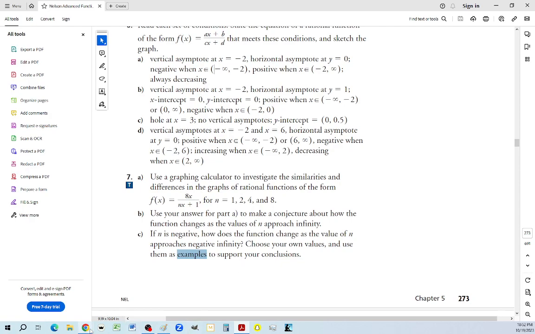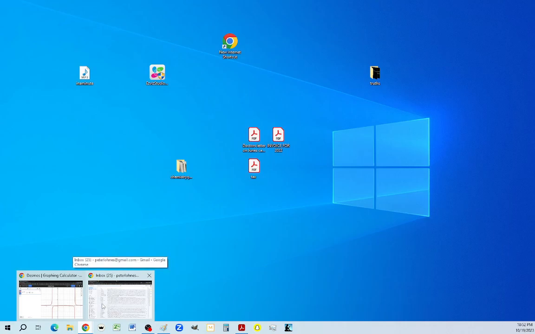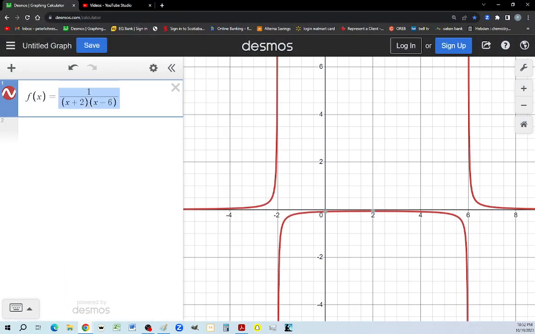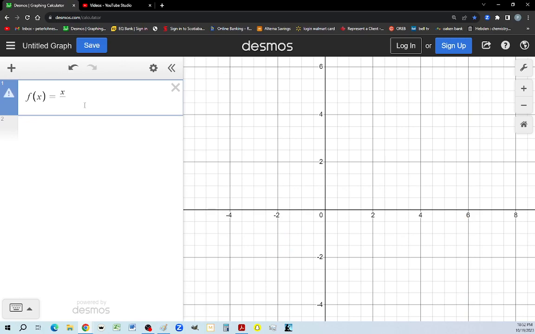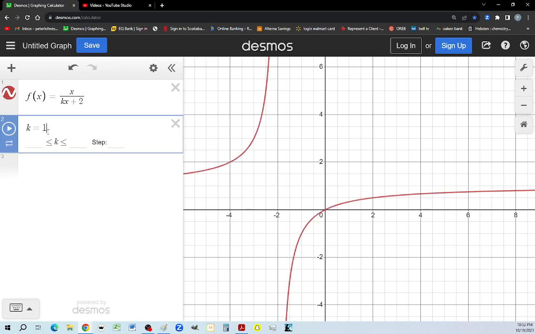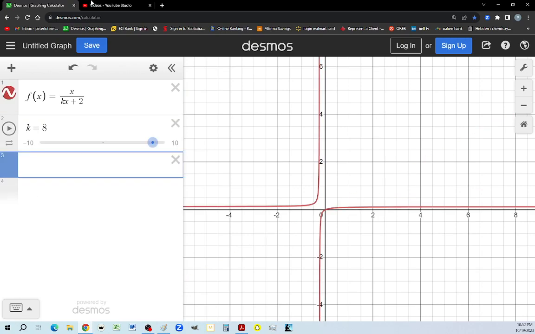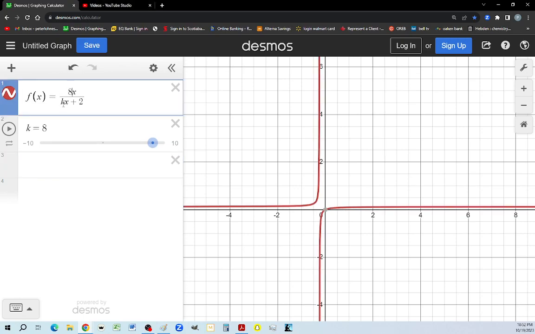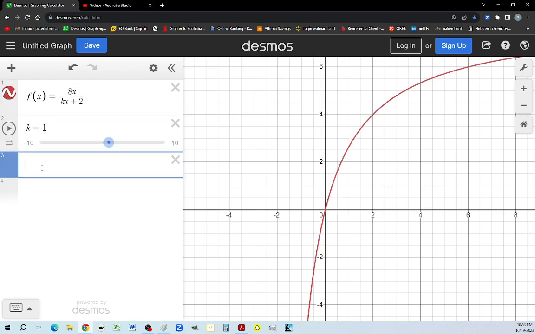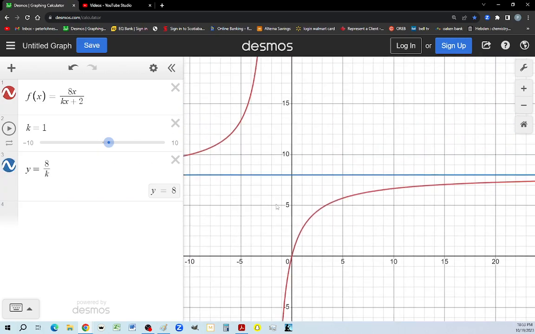So just to demonstrate that, x over x plus 2. You can even write it like that, x over k x plus 2. And then we just use a slider for k, and we just say what happens when k is 8. And I can even put in a formula here. Oh yeah, it had 8x up here, didn't it? So we'll start with k is equal to 1. And I can even use my asymptote as 8 divided by k. And I can draw it. There we go. It'll draw it with me.